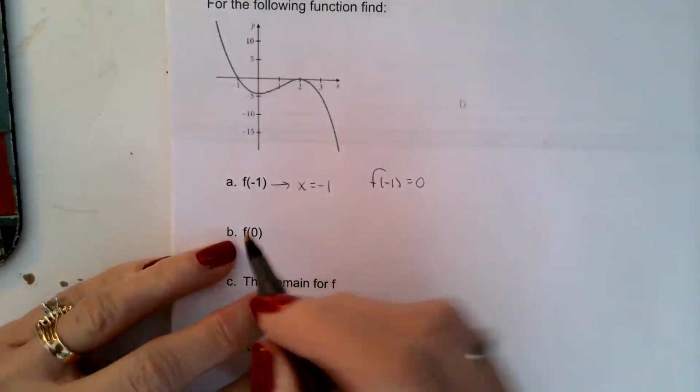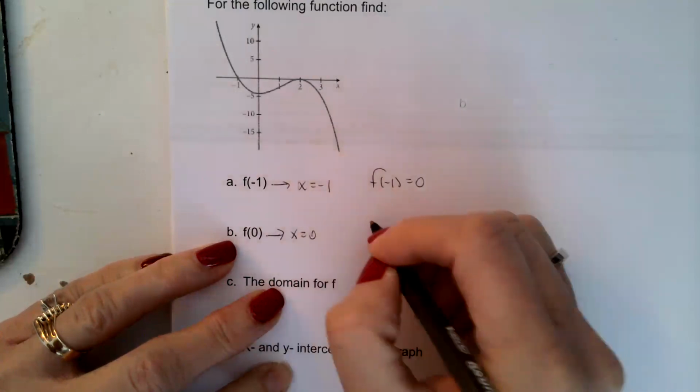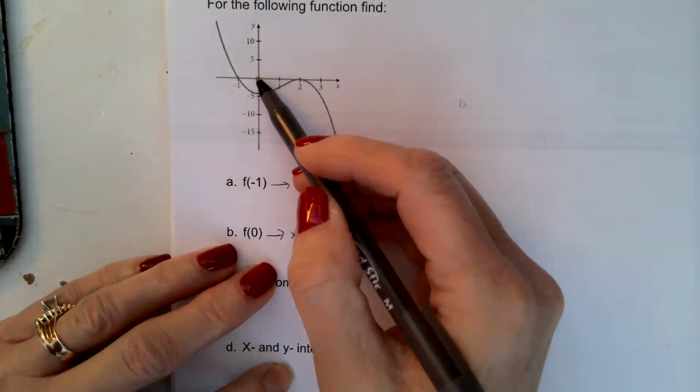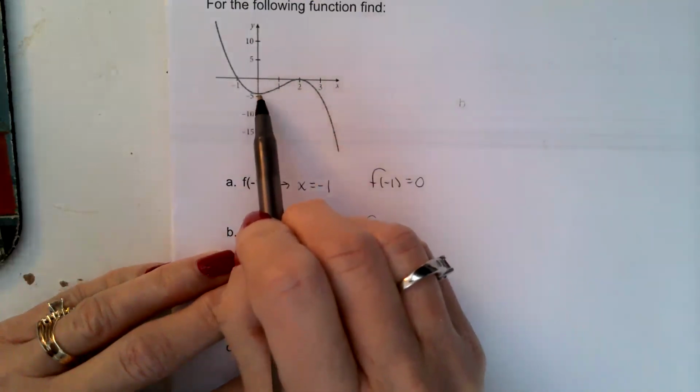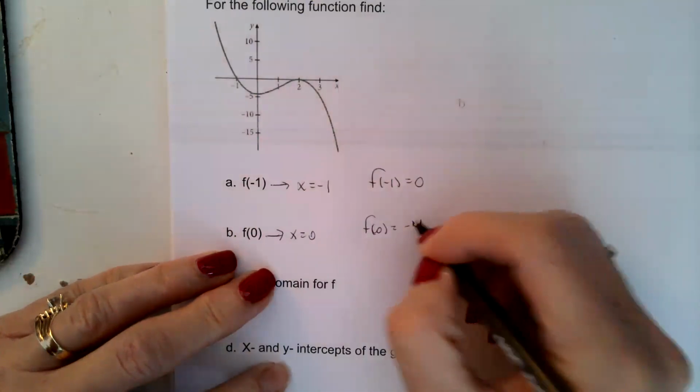Then B says f of 0. So that means that x equals 0. So f of 0, if I put 0 in for x and I go down, it looks like I'm not quite at a -5. So we'll say it's maybe a -4. We're just estimating.